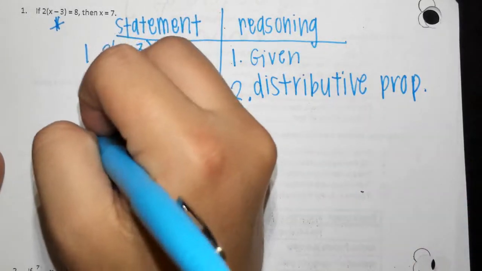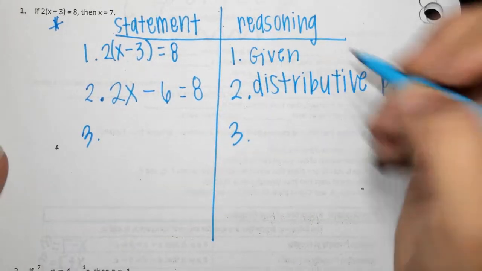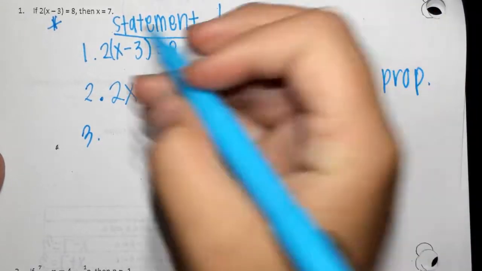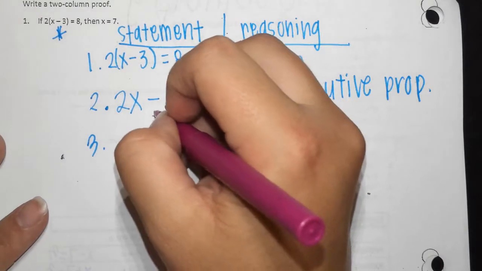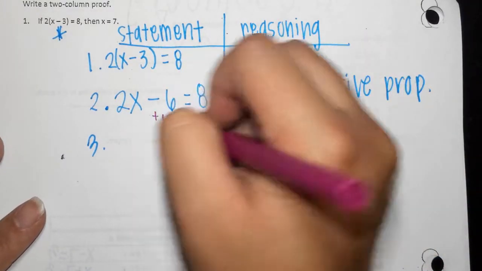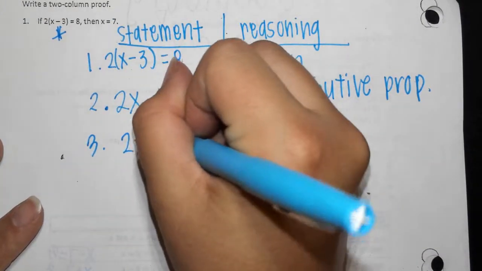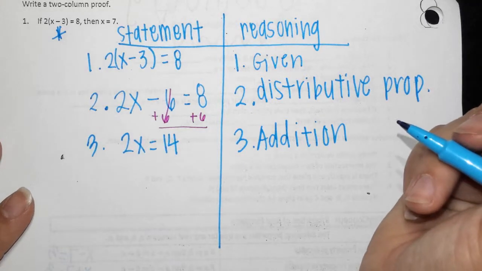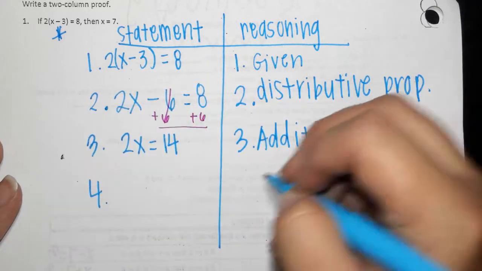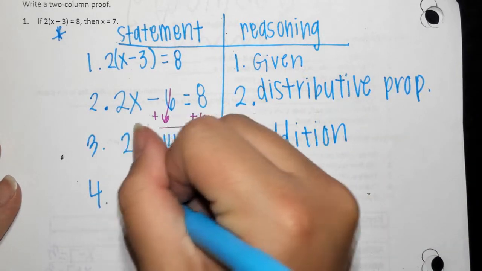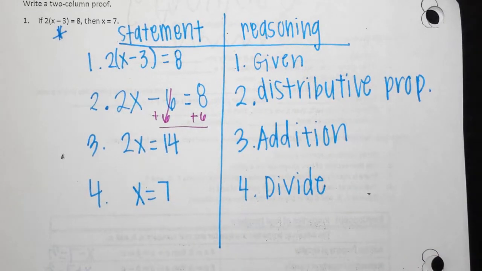What would you do next? Add 6. So isn't that the addition property? And if I add 6, some of you might like to write what you're doing. You can if you'd like. So now I have 2x equals 14. What's the next step in the story? Division, divide. And what is the answer? 7. X equals 7. Did we prove the hypothesis is true? Yes. Then you're done. That's a 2-column proof.